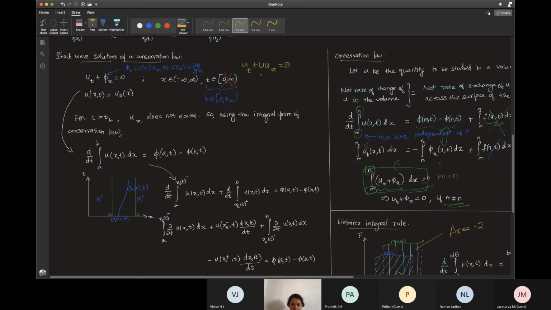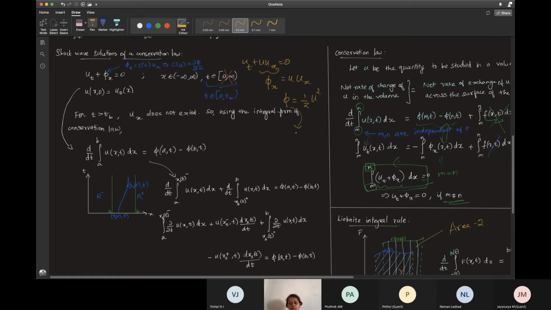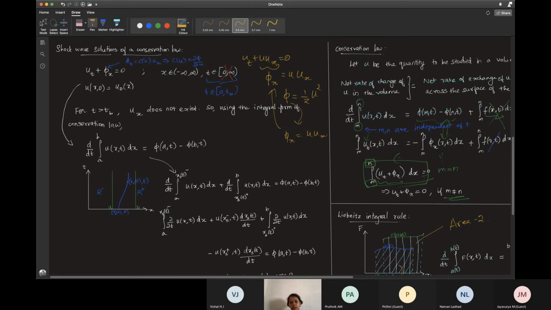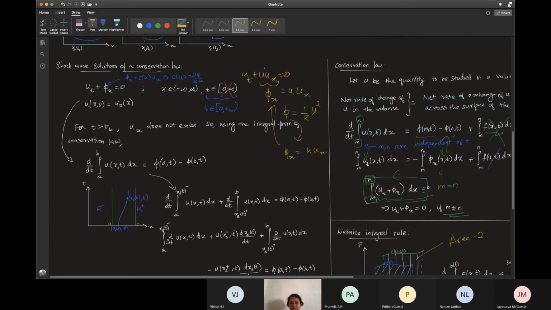Here instead of that we write phi_x equals u u_x. So our phi is actually half u squared. So when you differentiate this, we'll get u u_x, which is the same over there. So this is the case for the inviscid Burgers equation, which we saw last time.